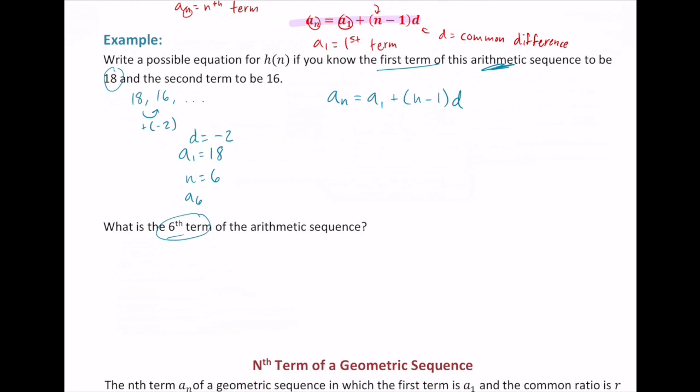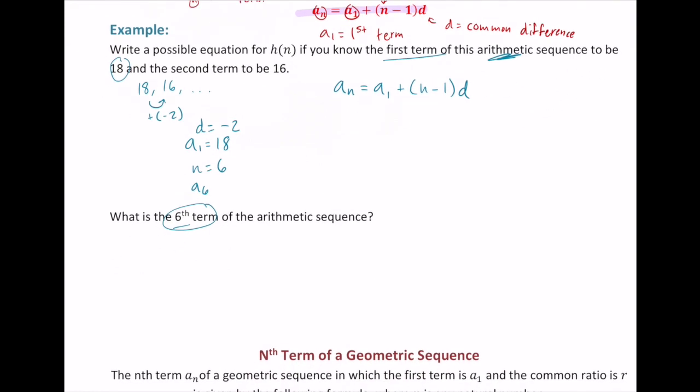So we can start to assemble this into our equation. A sub n is a sub 6, because that's the number we're trying to find out. A sub 1 is 18, because that's our first term. We're adding n minus 1. n is 6, so it's 6 minus 1, times d, which is negative 2.